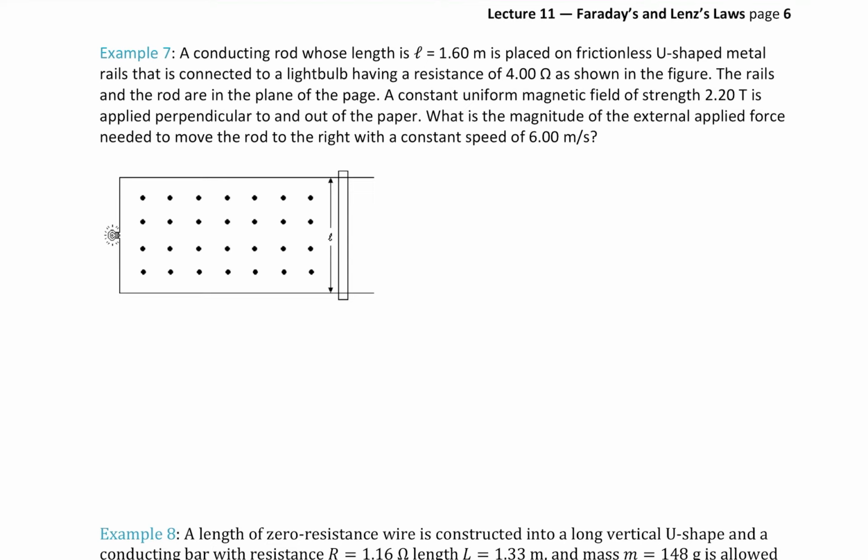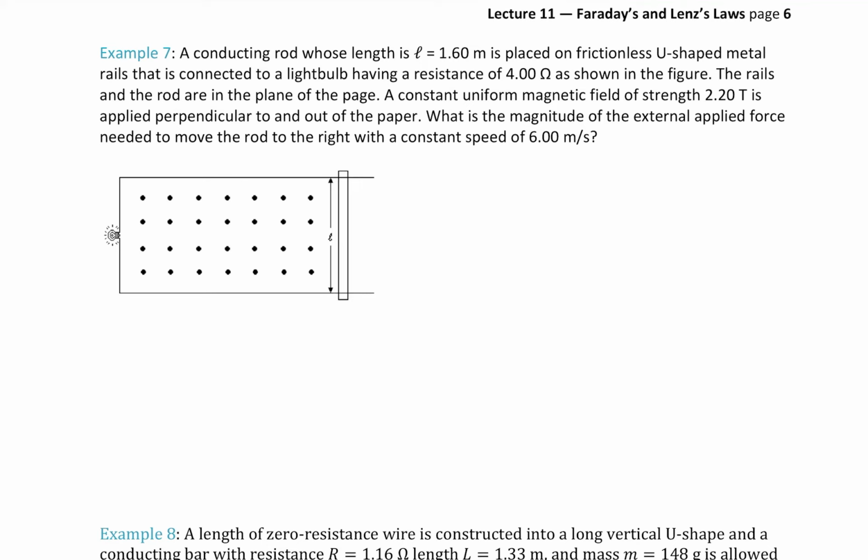Example 7. A conducting rod whose length is 1.6 meters is placed on frictionless U-shaped metal rails that are connected to a light bulb. The light bulb has a resistance of 4 ohms, so the 4 ohms would be right over here. The rails and the rod are in the plane of the page. A constant uniform magnetic field of strength 2.2 Teslas is applied perpendicular to and out of the paper. These are the vectors that all point out of the paper, the tips of the vectors. What is the magnitude of the external applied force needed to move the rod to the right with a constant speed of 6 meters per second?